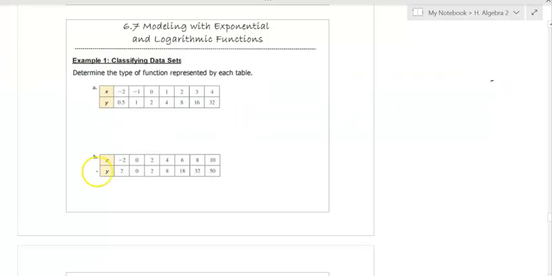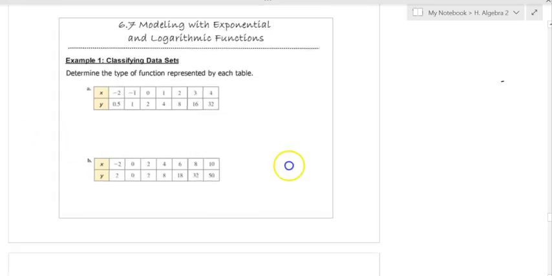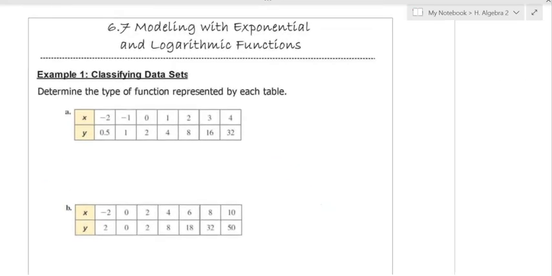All right, this is the Honors Algebra 2 6.7 notes. So we're starting with these classified sets. What we are doing here is determining, based on the table, is this linear, is it quadratic, cubic, exponential, etc. So we're looking at the pattern in the y values. The x values always must be evenly spaced.